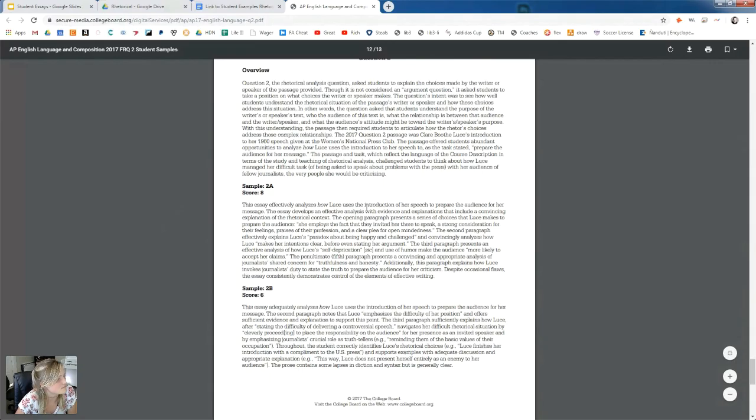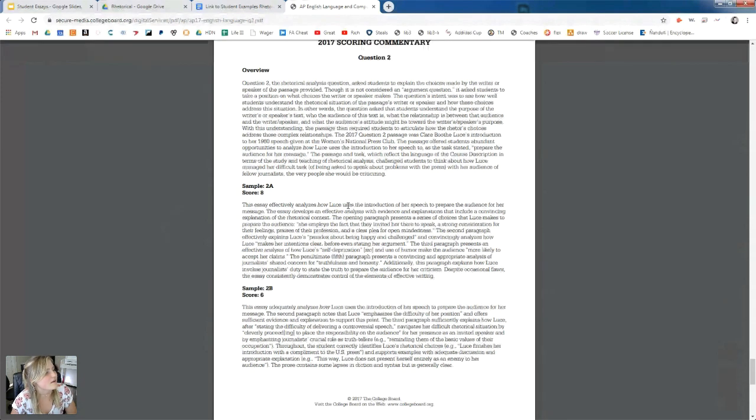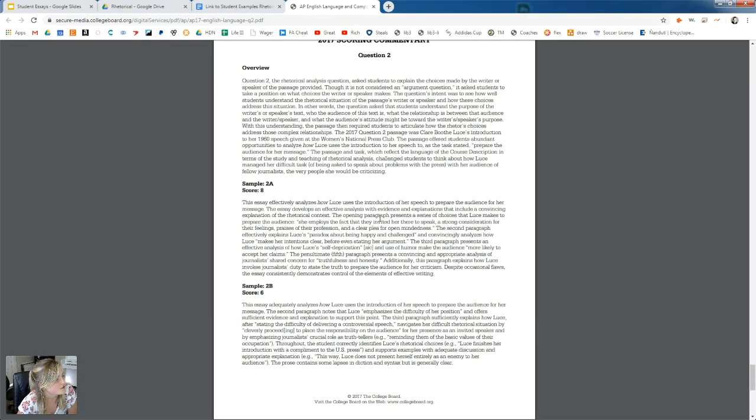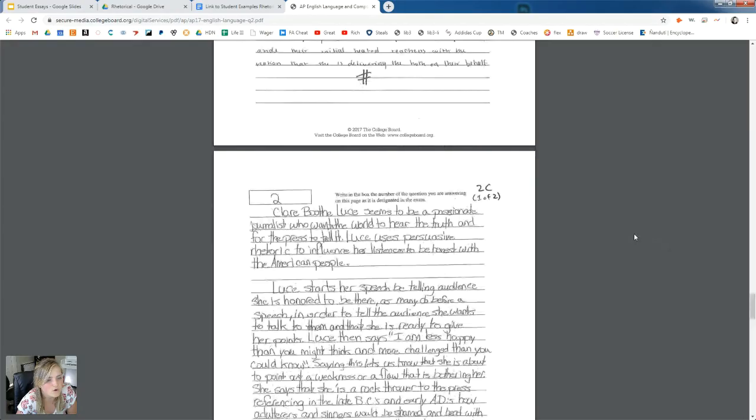Let's see. Now I lost where I was. Oh yes. Okay. So we saw that in their introduction, in their essay, they clearly stated this is how she prepares them. She is self-deprecating, so she hopes they'll be nicer to her. So that's good. Okay. We'll do one more rhetorical, then we'll go on to argument, and then I'll show you some of the essays I wrote last year as an AP Lang student myself.